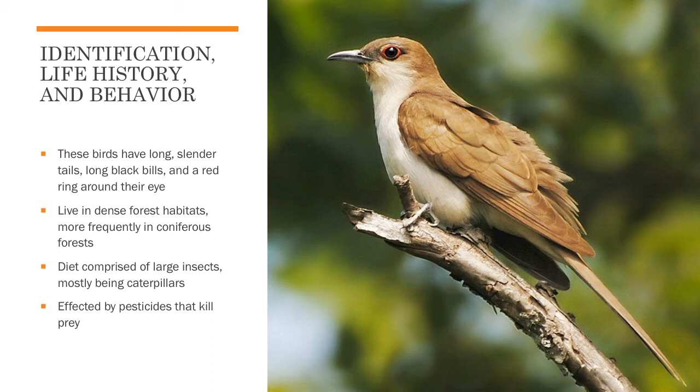They have a diet comprised of large insects, mostly caterpillars. In order to catch their prey, black-billed cuckoos often sit motionless in thick vegetation and ambush the caterpillar. Since caterpillars are the main food source for black-billed cuckoos, pesticides used to kill caterpillars that feed on crops have had a negative impact on the bird's populations.